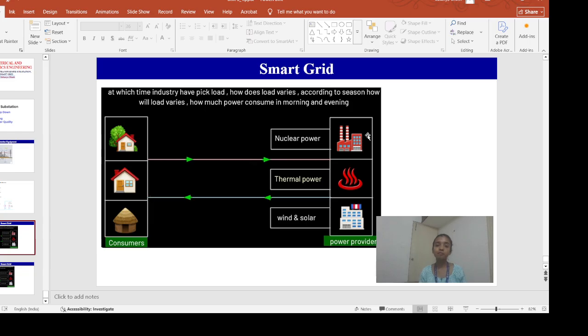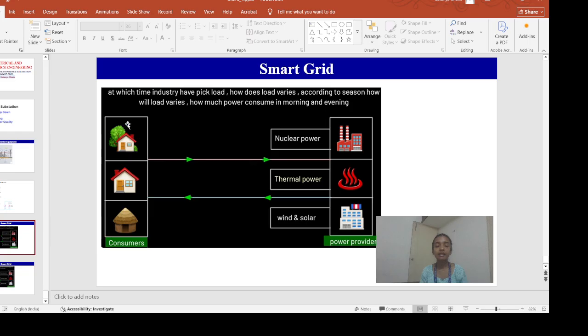But suppose 100% electricity is supplied from these generating stations or power plants, but that 100% is not consumed by these consumers. Let's say some 73% or 70% is consumed. The rest of the electricity is getting wasted. Okay, so now a concept called smart grid is coming. What is that smart grid concept?